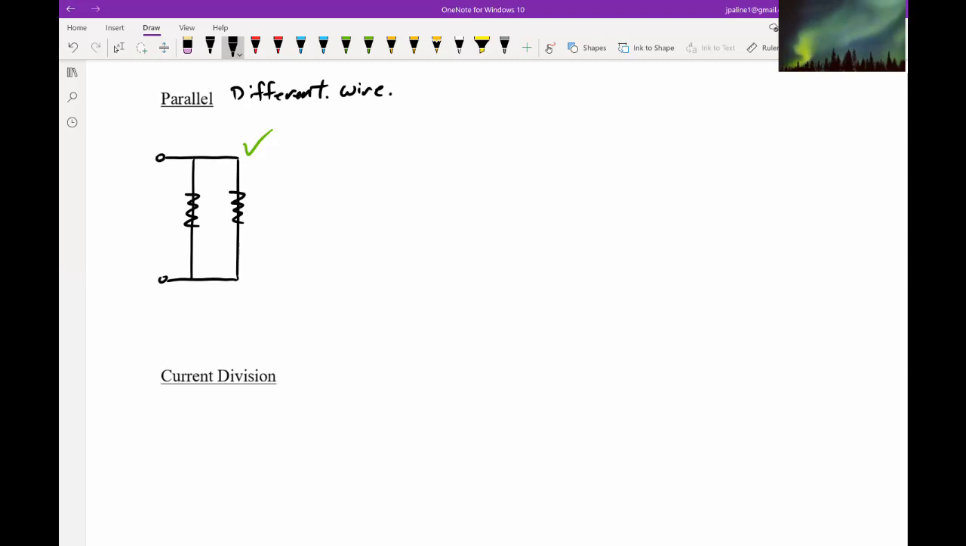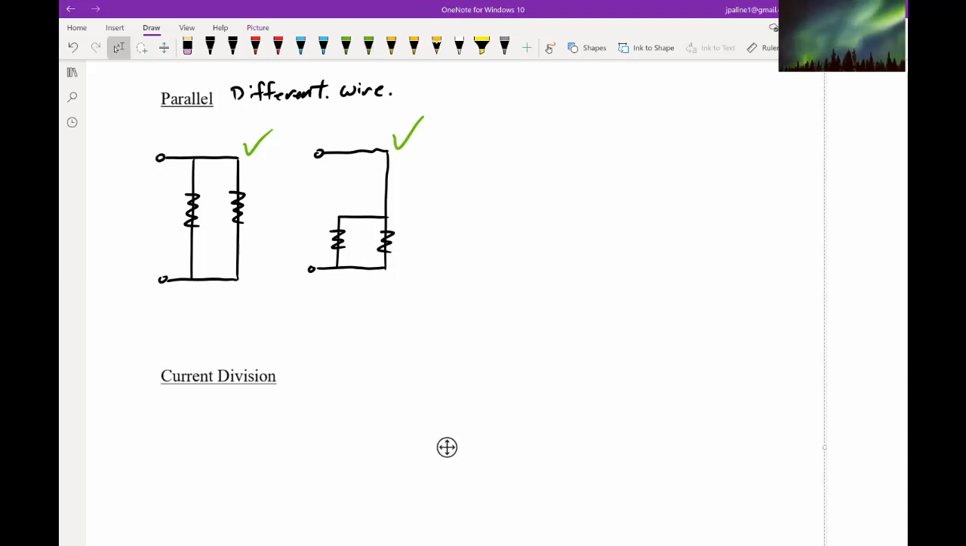Looking at another combination. So looking at what we had before, this situation is parallel, because looking at our resistors on the wires, they're on two separate wires. We have this one here, and then we have this one there.